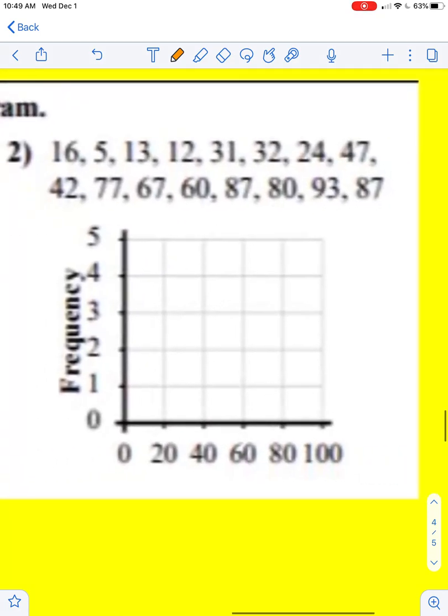So we are going to go ahead and look at number 2 over here. We've got those same ranges. So I'm going to go ahead and start with 0 to 20. So I have 16, 5, 13, and 12 that go in that range. So I've got 4 numbers. So we're going to draw a line up to 4, and we are going to shade that in.